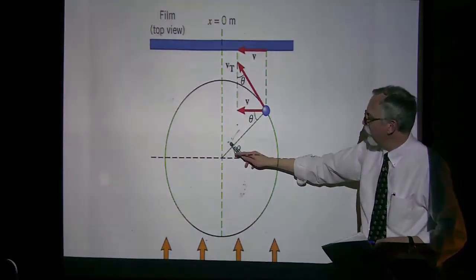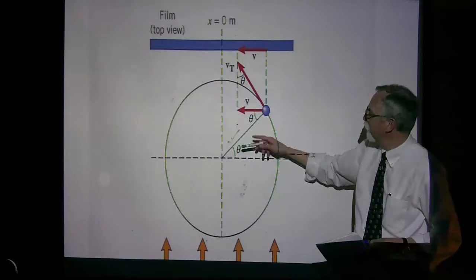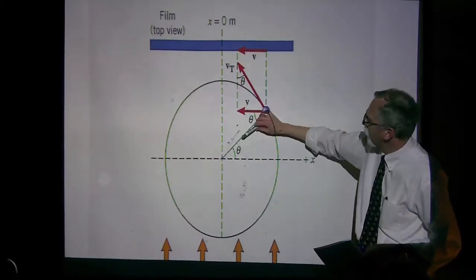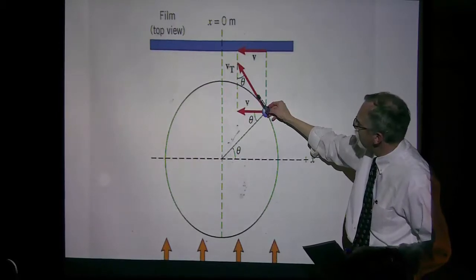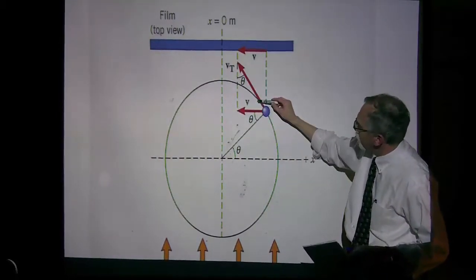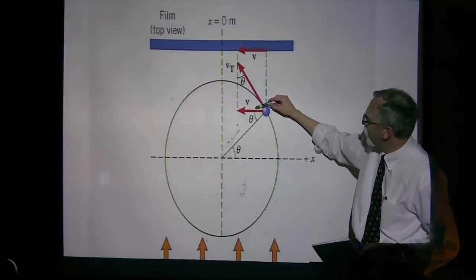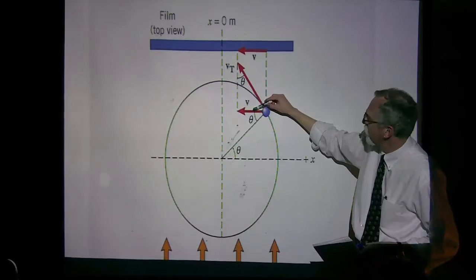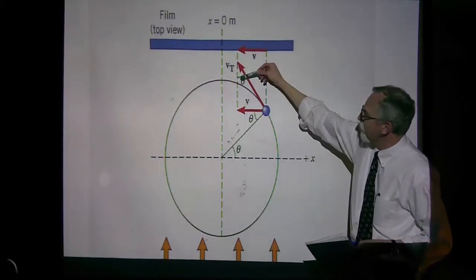Now, let's imagine, again, our object is at some arbitrary angle theta. Well, we know this is horizontal, so we know this angle is theta. We know that this is tangential to the circle, which means it is perpendicular to the radius, which means this angle is 90 minus theta. This is theta, this is a right angle, this must be 90 minus theta, which means if that's 90 minus theta, this is theta.